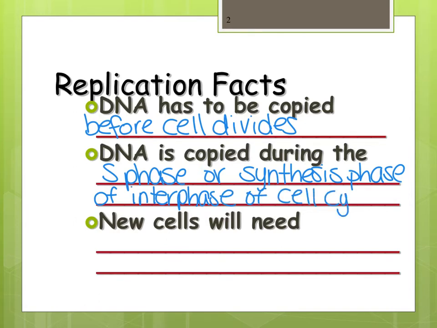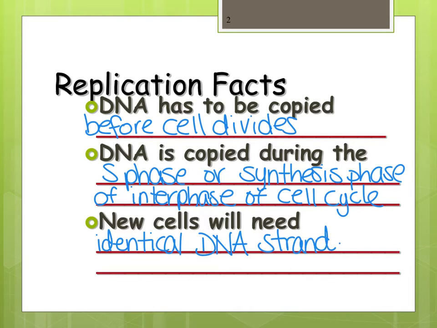Very good. So we went through mitosis and the cell cycle to understand why it was important for the synthesis to take place and when it happens. Why do we need to do it? Well, new cells will each need identical DNA strands. Remember, what are we making at the end of mitosis? Two identical daughter cells. Perfect. Those two identical daughter cells need to have identical genetic information.